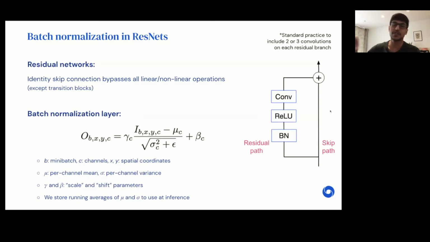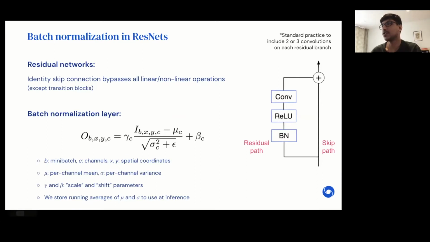And then you stack a bunch of these residual blocks together to build a residual network. And a batch normalization layer, given an input, given the activations, calculates a mean and a variance, which is calculated over the batch dimension and the spatial coordinates of the images. And then it normalizes the activations using this mean and the variance, and also adds these scale and shift parameters to the model.